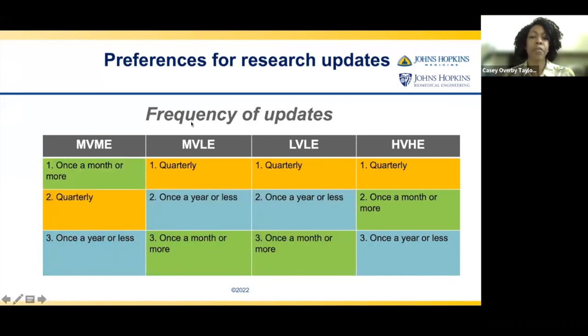And then when looking at the frequency of updates, there were only three options. So you just see different ordering for the first, second, and third ranked choices. Quarterly was the preference for three of the groups. Once a month was the top preference for one of the groups. Once a year or less was the second preference for two of the groups. And once a month or more was the third preference for two of the groups.